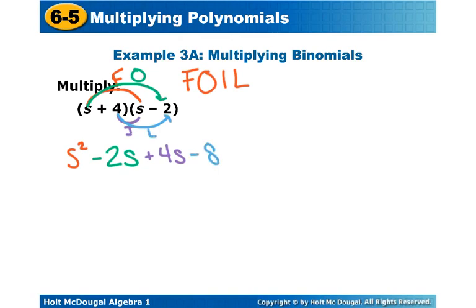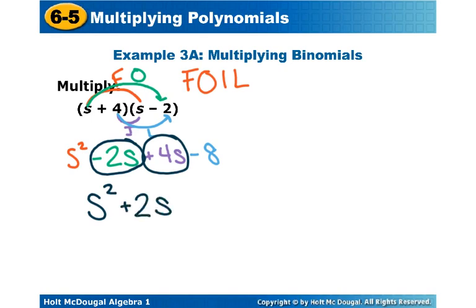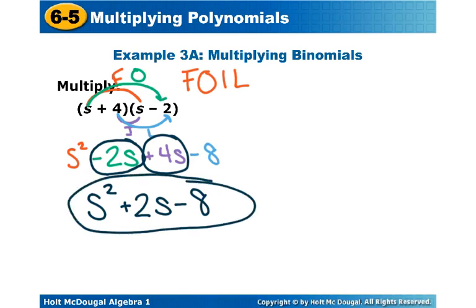Okay, and then remember, the next step is to combine any like terms and then simplify to get your final answers. So this becomes s squared plus 2s minus 8. Okay? So now, when you multiply 2 binomials together, if you notice, you end up getting a trinomial. All right, let's look at the next example.